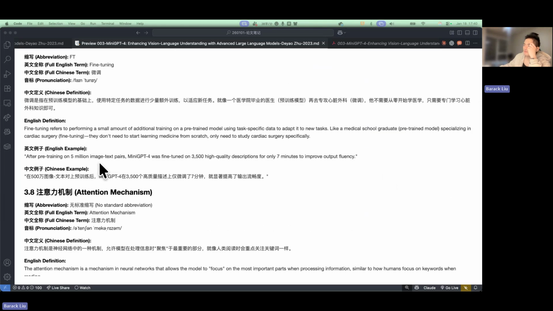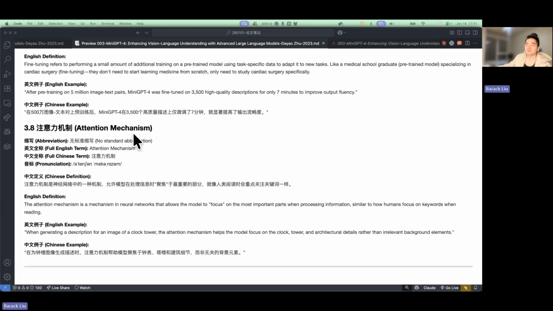After pre-training on 5 million image-text pairs, MiniGPT-4 was fine-tuned. It's just like a college student, right? The start in college is like doing pre-training. And after we get a job, we start to do some fine-tuning so that we can deal with the issues in this specific job. MiniGPT-4 was fine-tuned on 3,500 high-quality descriptions for only 7 minutes to improve output fluency.